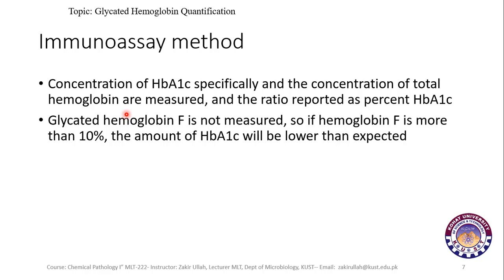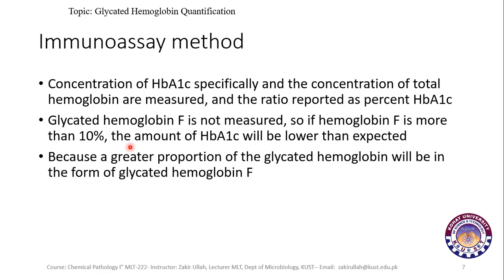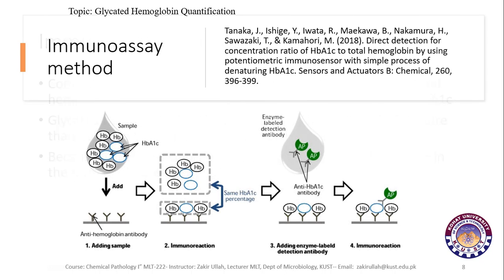In this type of quantification method, the glycated hemoglobin F is not measured. So, if there is hemoglobin F more than 10%, the amount of HbA1c will be lower than expected, and that will be falsely low, because a greater proportion of the glycated hemoglobin will be in the form of glycated hemoglobin F. So, there will be an issue with this method.